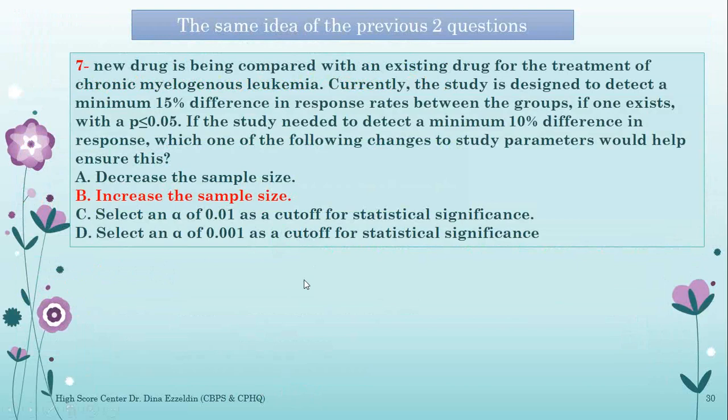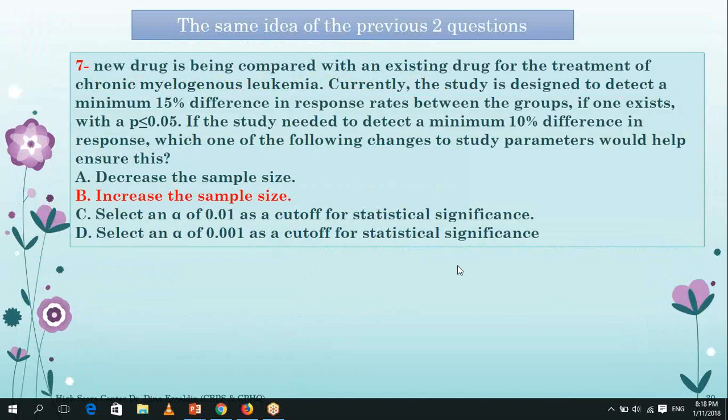A new drug is being compared with an existing drug for the treatment of chronic myelogenous leukemia. Currently, the study is designed to detect a minimum 15% difference in response rates between the groups, if one exists, with P less than 0.05. If the study needed to detect a minimum 10% difference in response, which one of the following changes to study parameters would help ensure this? So the difference was 15. Now we wanted to measure the difference while it's 10%. So here the difference is very small, so we need a large sample size. So: decrease the sample size, increase the sample size, select an alpha of 0.01 or 0.001. So it's increase the sample size. This is the correct answer.